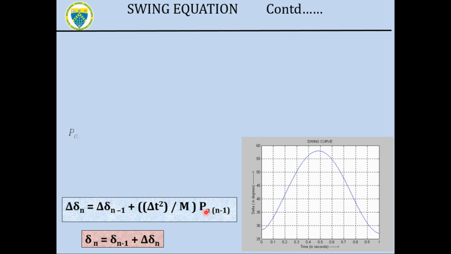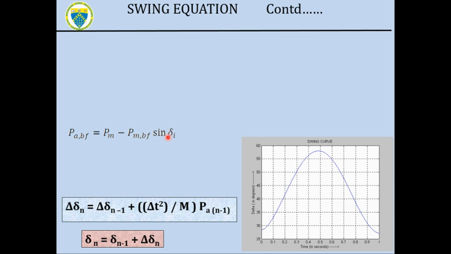Let us see. The accelerating power Pa is equal to Pm minus Pe. This is what we have defined. Pe, the electrical power output, is defined by Pmax sine delta, which is known as the power angle equation. Pe is equal to Pmax sine delta. However, we have to take the corresponding powers. So the accelerating power before fault is equal to Pm minus Pmax before fault into sine delta. This is the power angle equation.